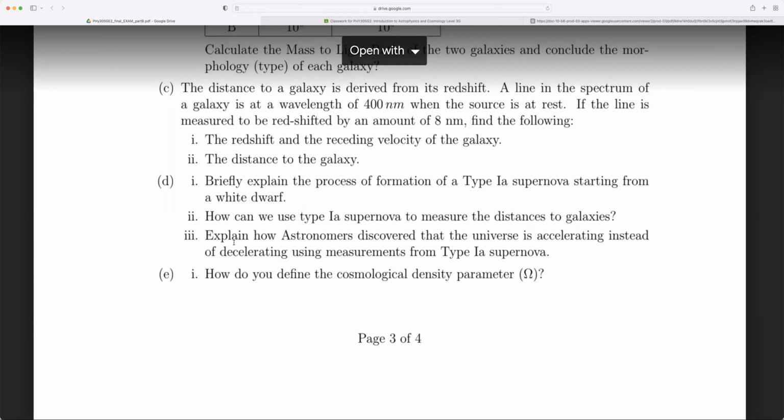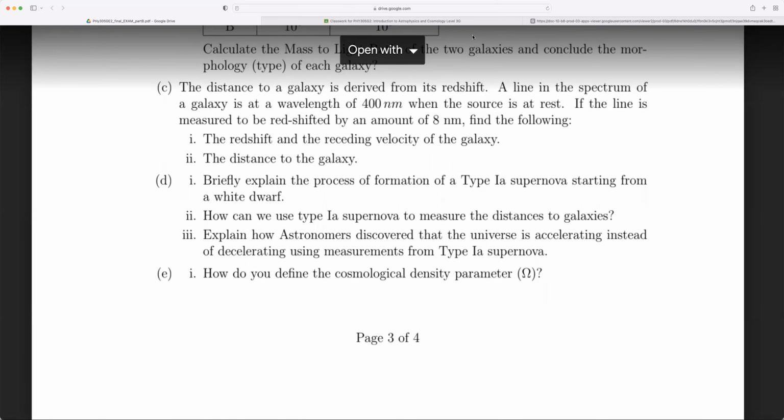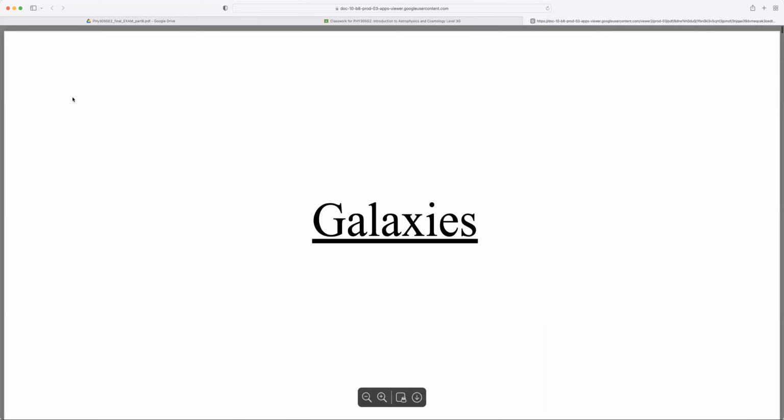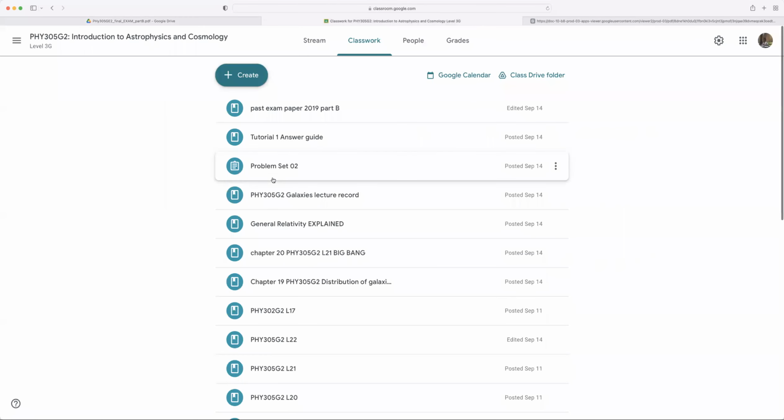There is a question that says, explain how astronomers discovered the universe is accelerating instead of decelerating using the measurements of type 1a supernova. Now, this is one of the very important findings which also led to the Nobel Prize. And you can see that in the last lecture. So let me go back to the last lecture, lecture number 20.